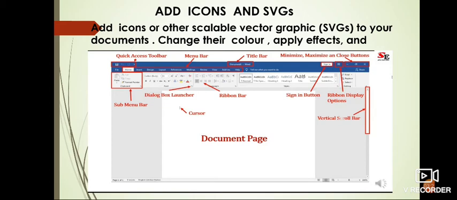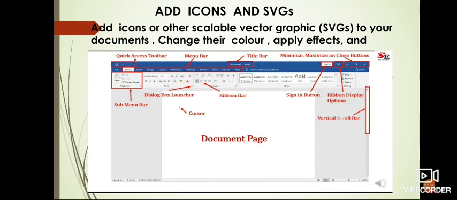So add icons. You can see here is a window of Word 19. There are so many features here indicated: quick access toolbar, menu bar, title bar, minimize, maximize, close buttons, sub menu bars, dialog box launcher, document page, and the scroll bar. So here are the common tools that Word indicates. While we indicate the drawing tools, you can change the colors, apply effects, and change them to suit your need.